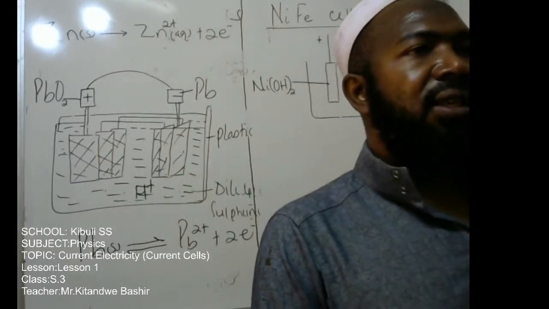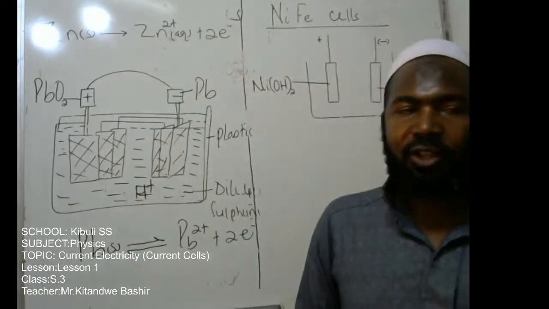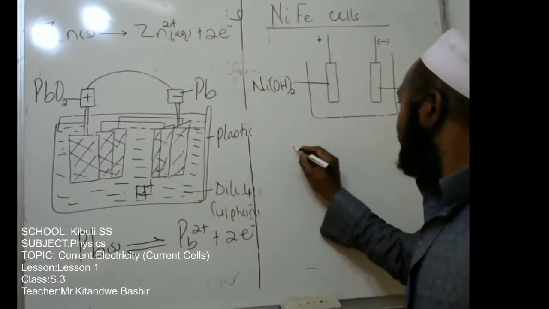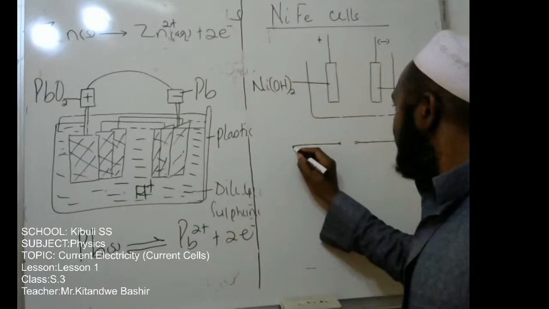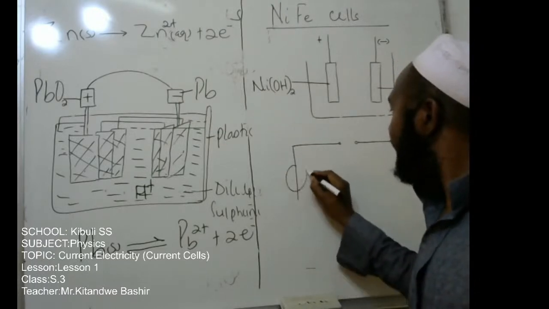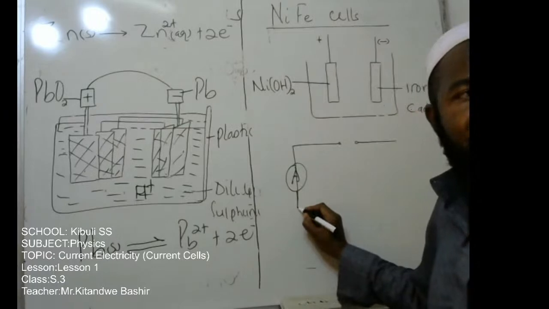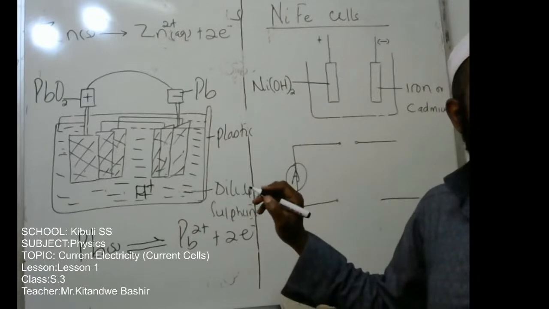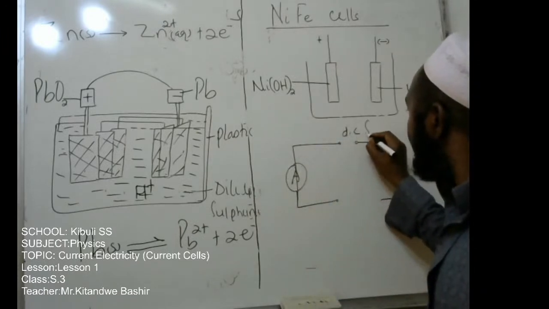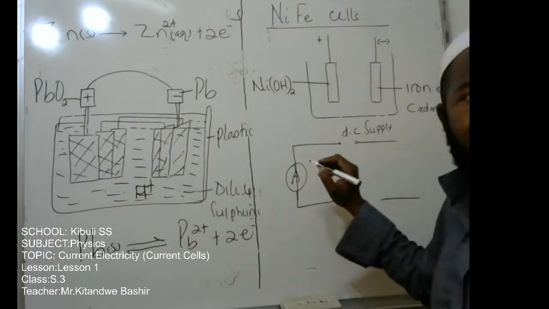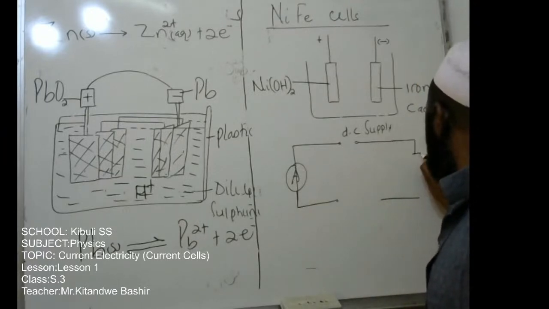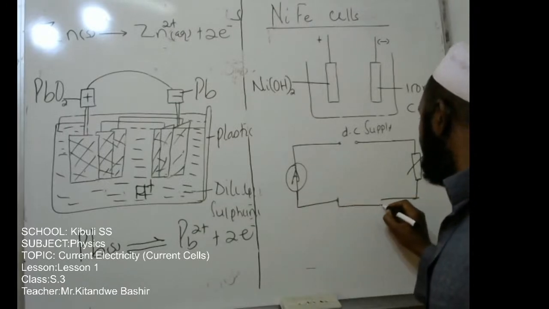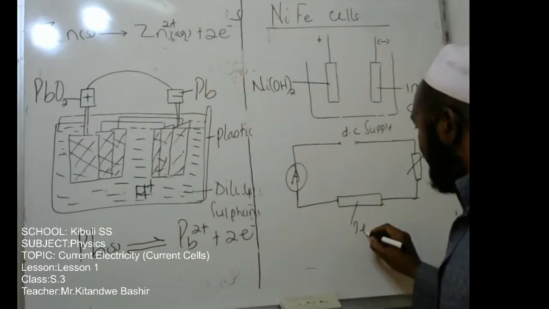Okay, now the last thing is charging an accumulator. How do we charge an accumulator? Very simple. We do a charging circuit. Put there the ammeter, and then you put there the accumulator you want to charge, and then connect it to a DC supply. And then we can use a rheostat to adjust the current. This is the test accumulator.